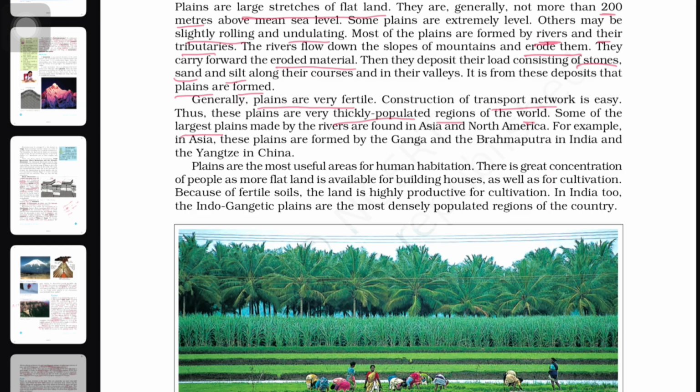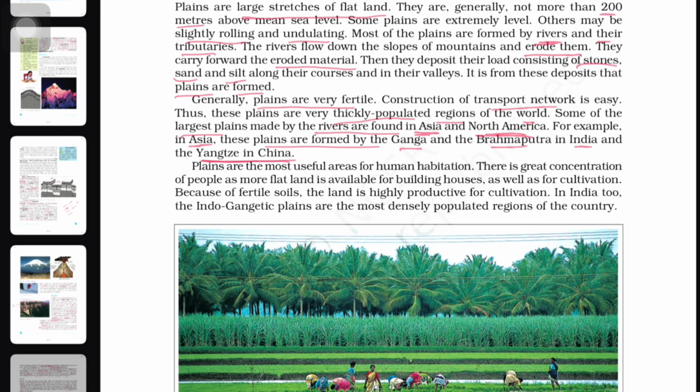Some of the largest plains made by the rivers are found in Asia and North America. For example, Asia's plains are formed by the Ganga and Brahmaputra in India and the Yangtze in China. So if we talk about the major plains available in our world, they are very fertile, and a transportation network is very easily available for construction and for the cultivation of crops in their fertile lands.